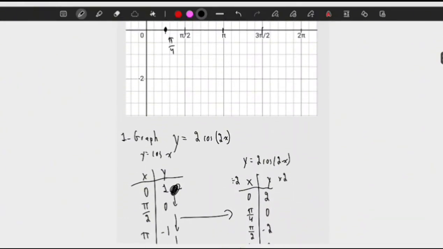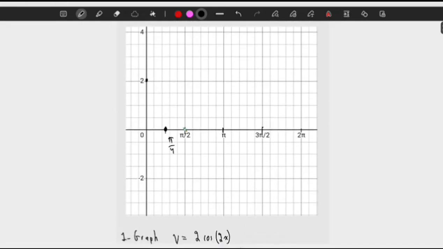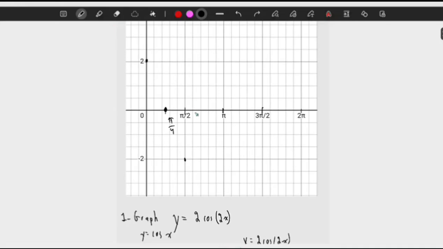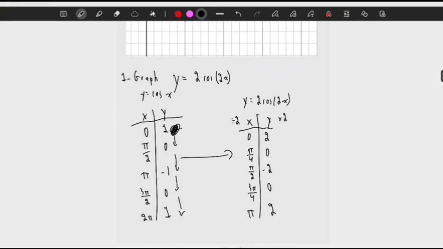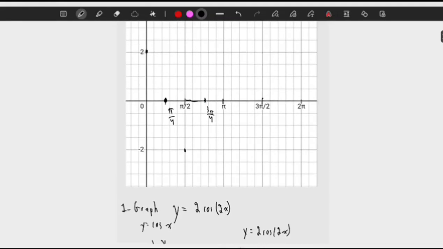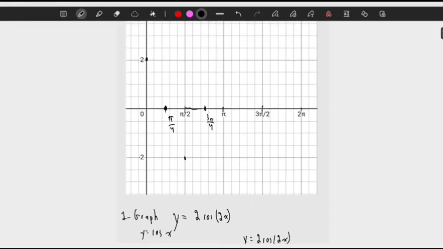Now we can look at our next point, which is pi over 2, it's negative 2. So at pi over 2, we're at negative 2. And you can see that it's going to constantly just go up by 2.5 boxes on this specific scale. So we have 1 box, 2 box, half a box. Then half a box, 1.5, 2.5, and it's just going to continuously do that. So this next point should be 1, 2.5. So right here, this should be 3 pi over 4. And at 3 pi over 4, our function's at 0, which is right there. And then finally at pi, it's back at 2.